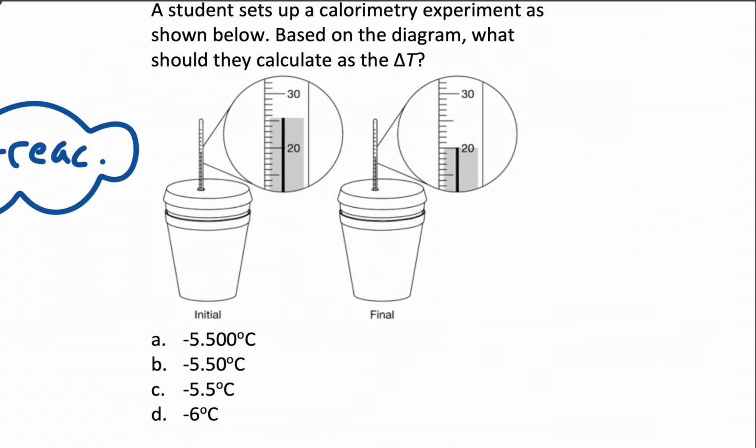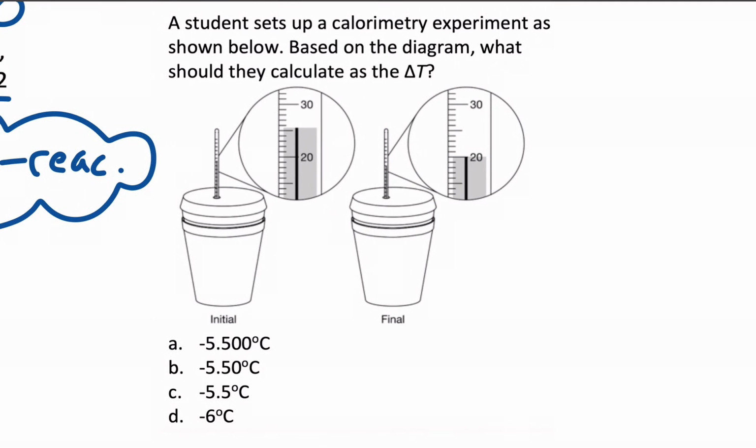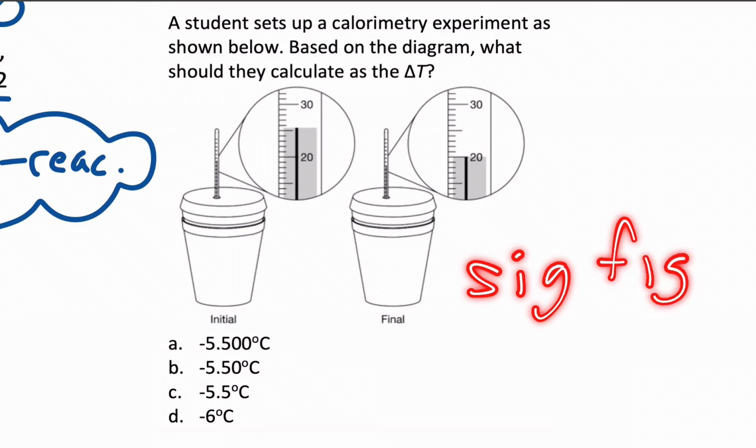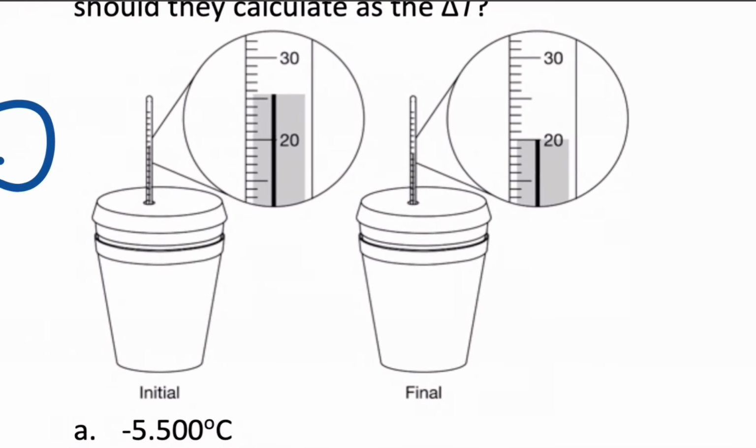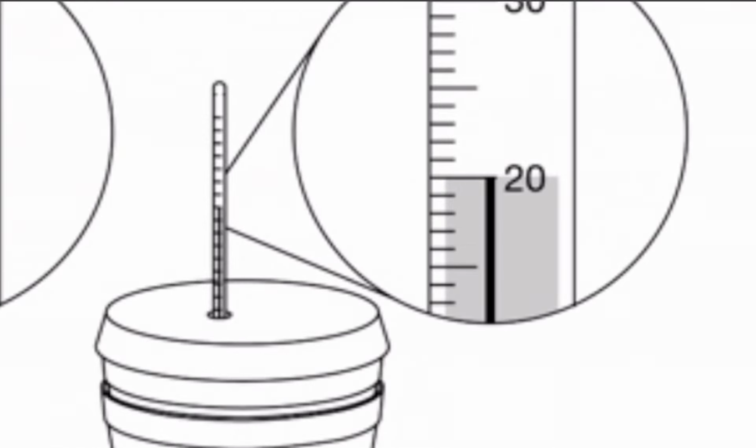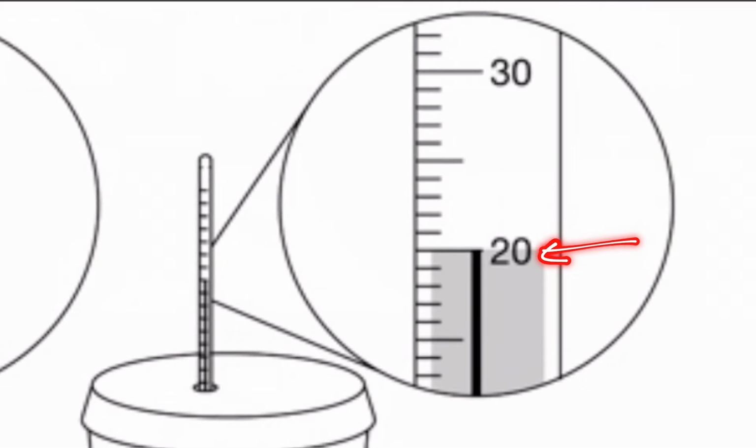Okay, one more multiple choice. This is a lab-based question, and here's an example of the only place you should really look out for sig figs. It's almost always with temperature changes, delta T's, and given a lab setup. Delta T is always final minus initial. So if I look at the chart, or the picture, this looks like it's right on the line at 20, but remember how sig figs work.